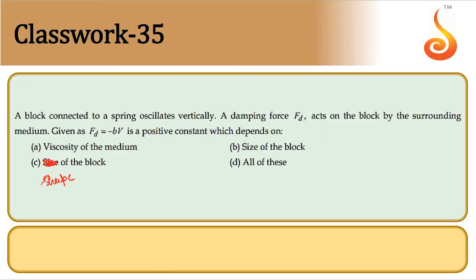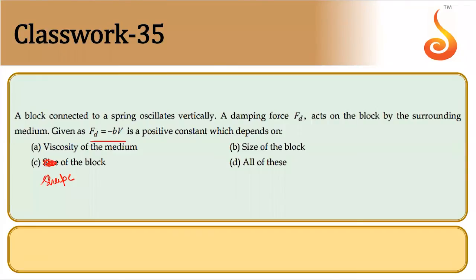So this is a conceptual question. The damping force is minus bv. B is a positive constant, the damping coefficient. So it depends on viscosity, shape, as well as size of the block. The viscous force is a velocity dependent force.